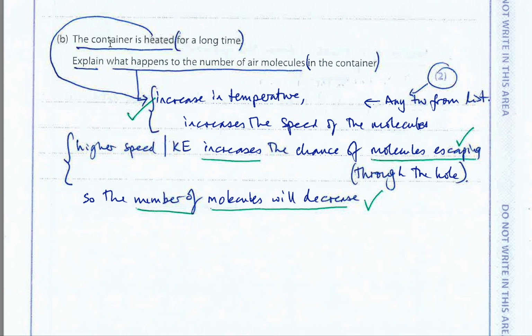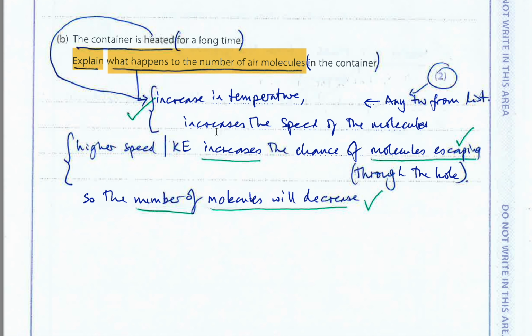It then says the container is heated for a long time. They're specifying. Explain, this time it's explain rather than describe, so it's a higher level of science. What happens to the number of air molecules in the container? Okay, so remember the container has a hole at the top. So an increase in temperature, any from this list will get you the mark. The bracketed are connected points.